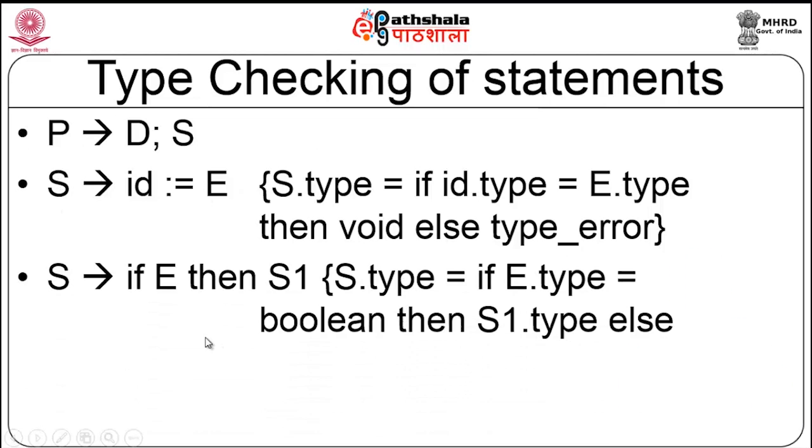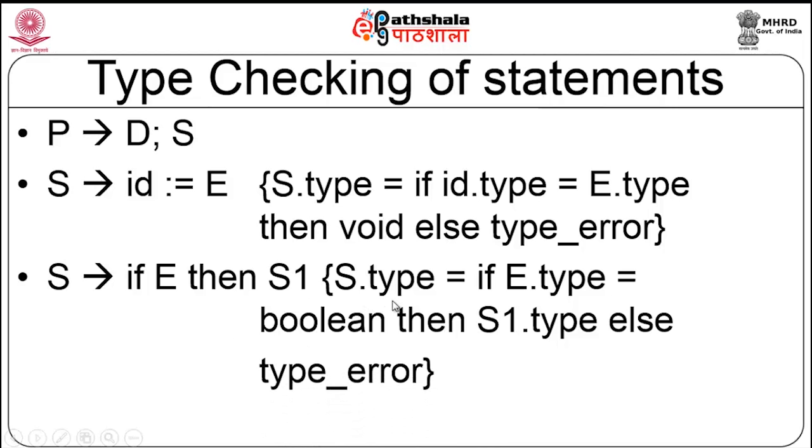The next one is if expression then statement. So we know that this is a simple if construct. Again here the type of S depends upon whether this expression is a boolean, because you are validating whether it is boolean, then you will go into S1. If it is not, you will stop. So for if E then S1, S.type is equal to, if E.type is equal to boolean, then whatever type S1 has will be assigned to this S, else you will throw an error.